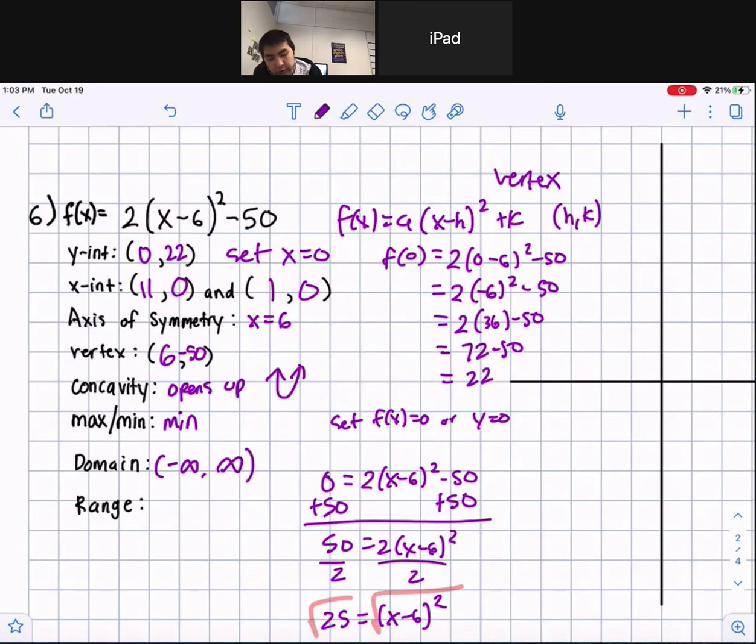And now your range. How low does this graph go? Well, it's right here, and you can get that from your vertex. That's negative 50. How high does this graph go? This graph is going infinitely upward, so positive infinity.